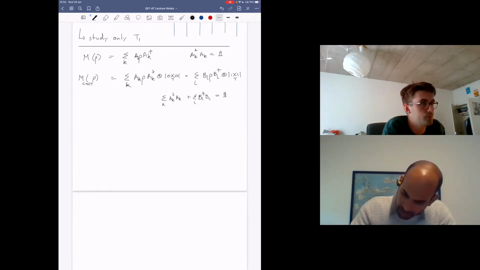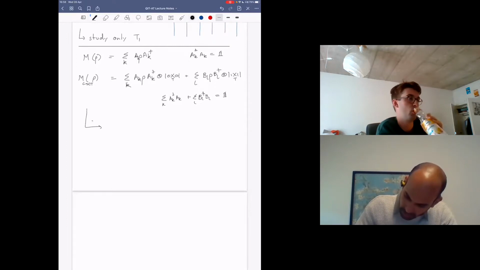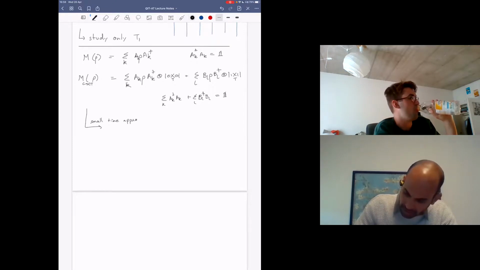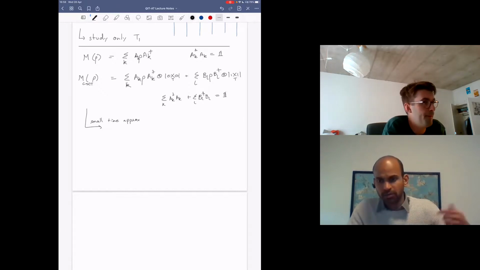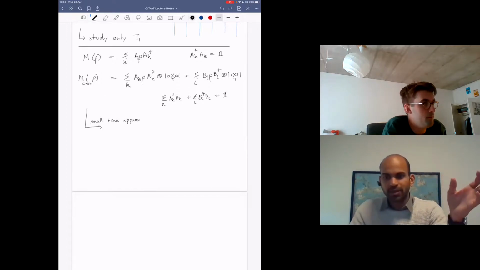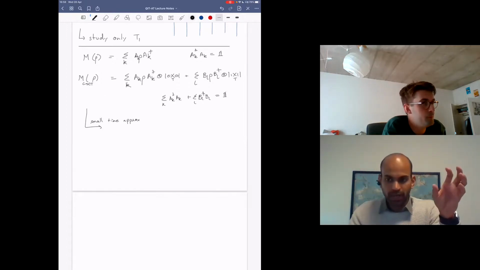And now from this, you simply do the small time approximation the same way that we did in the last, well, I don't know which, I think it was two tutorials ago maybe, or the last tutorial, not this week, the one after the autonomous thermal machines, where we took a map and we considered how to construct a Lindbladian out of that.